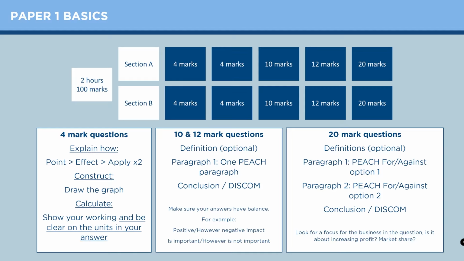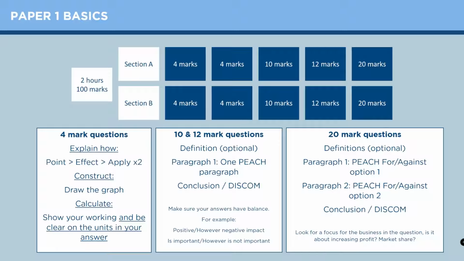In terms of structure, I'm going to be really brief with this, because I have got a playlist on the channel of structure for 4 markers, 10 and 12 markers, and 20 markers. Very briefly, I'll go through these. For a 4 marker, when you're doing a written 4 marker and explain how question, you make your point, explain the effect on the business, and then use 2 bits of application.